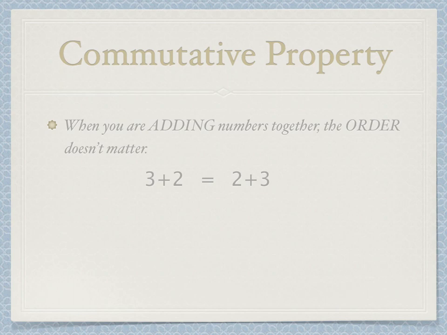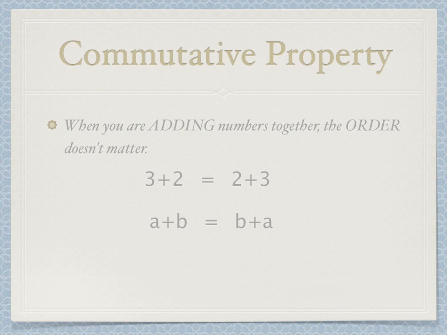In general, we'll represent this property, instead of using specific numbers like 3 and 2, with variables that could stand for any number. A plus B is the same thing as B plus A. A and B can be positive numbers, negative numbers, whole numbers, rational numbers, irrational numbers, real numbers, imaginary numbers. They can be pretty much anything. The operation of addition doesn't care what order those two things get added together in.